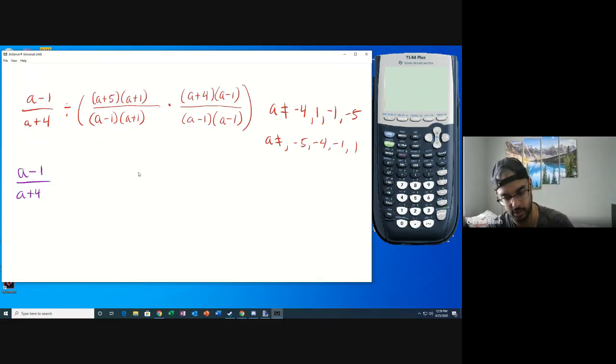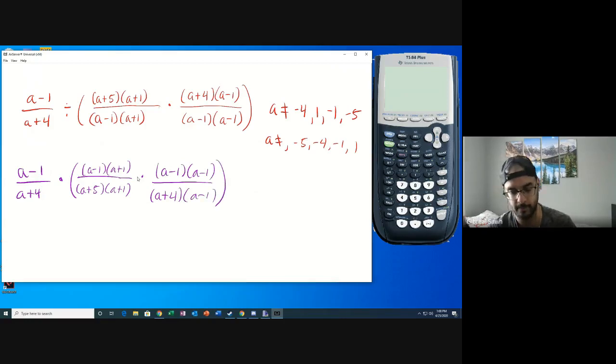So change it to a multiply question. So all of these are going to flip now. That'll be a minus 1, a plus 1. On the bottom, a plus 5, a plus 1. Multiply, a minus 1, a minus 1. Underneath, a plus 4, a minus 1. Okay, we flip this whole set of brackets because it was division, change it to multiply. Now all of these are being multiplied together.